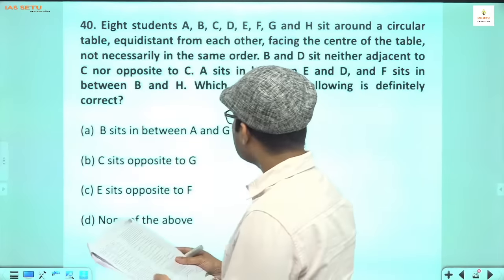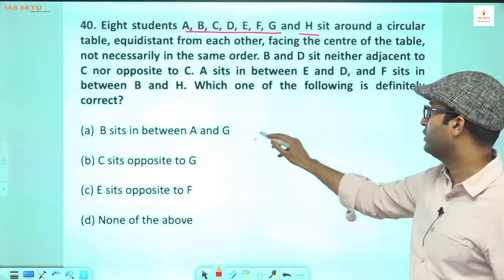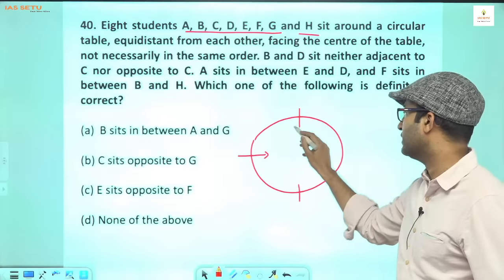Next: 8 students A, B, C, D, F, G, H sit around a circular table, equidistant, facing the center.